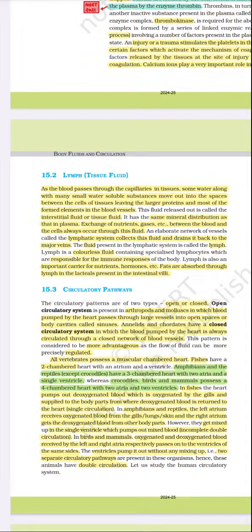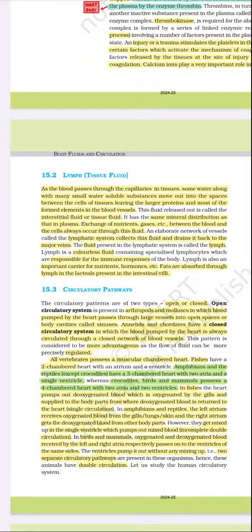Exchange of nutrients, gases, etc. between the blood and the cells always occurs through these fluids. An elaborate network of vessels called the lymphatic system collects these fluids and drains them back to the major veins. The fluid present in the lymphatic system is called lymph.